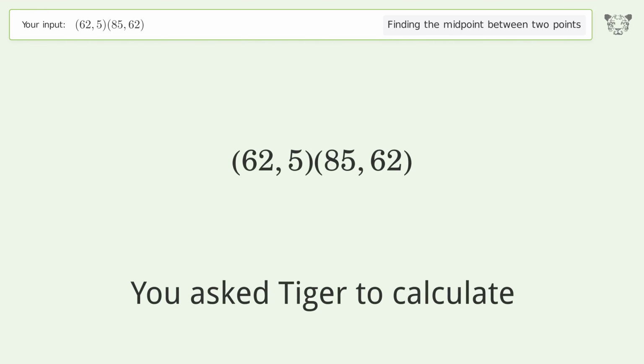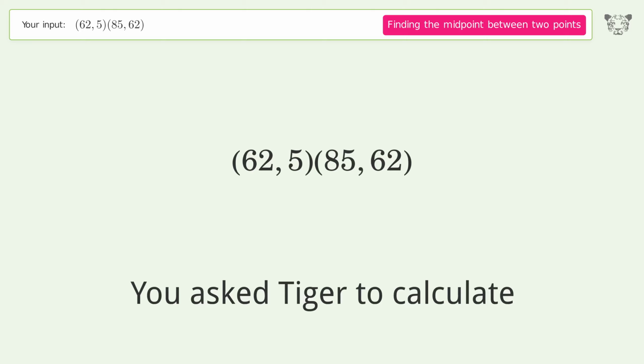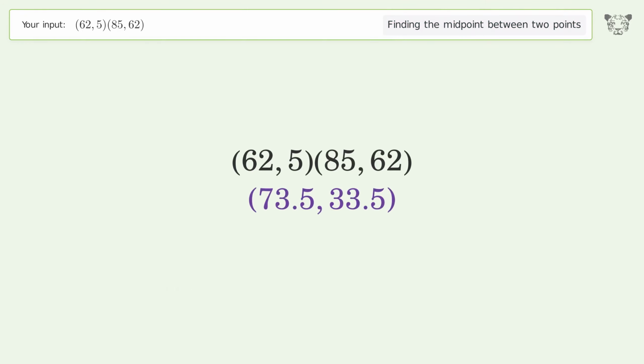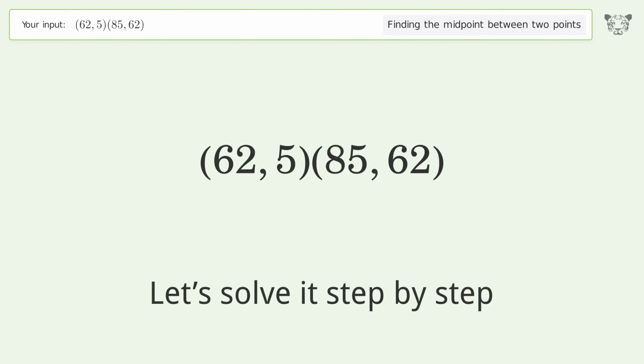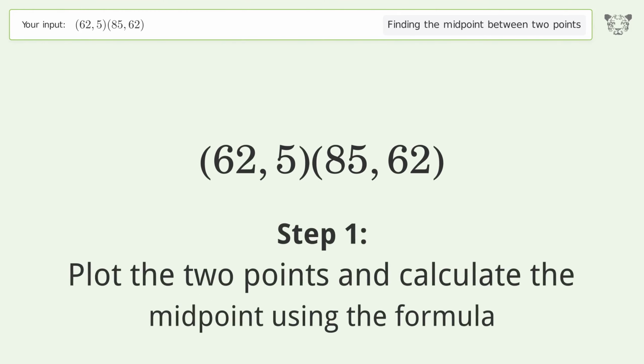You ask Tiger to calculate. This deals with finding the midpoint between 2 points. The midpoint between the 2 points is 73.5, 33.5. Let's solve it step by step. Plot the 2 points and calculate the midpoint using the formula.